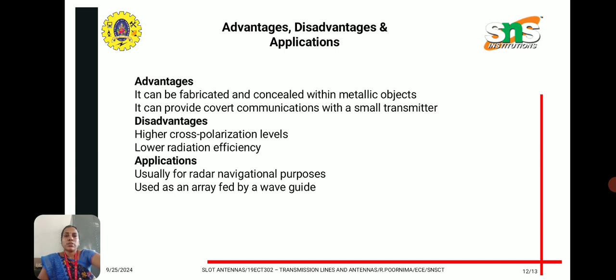The advantages of slot antennas: they can be fabricated and concealed within metallic objects, and can provide communication with a small transmitter. Disadvantages are higher cross polarization levels and lower radiation efficiency. Applications are usually radar and navigational purposes, and they are used as an array fed by the waveguide.